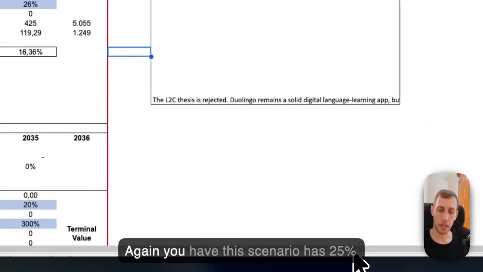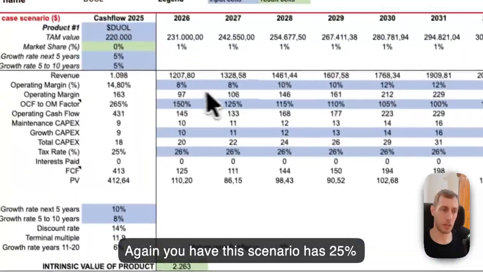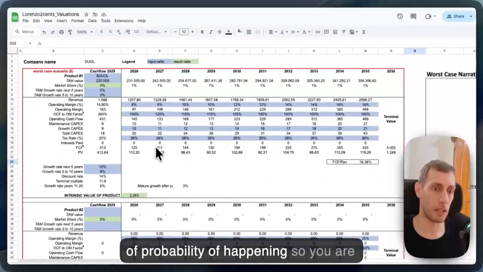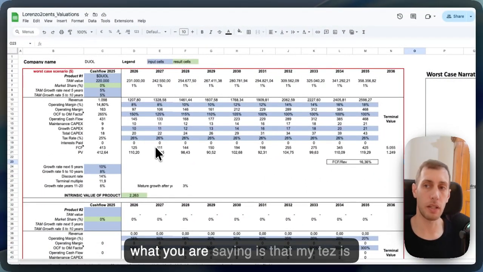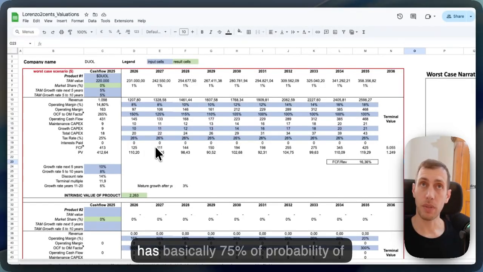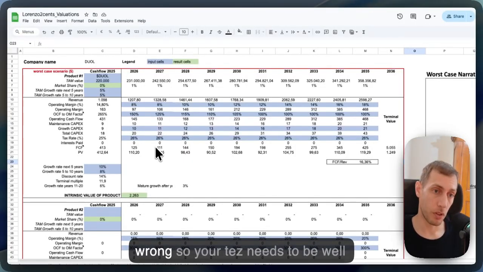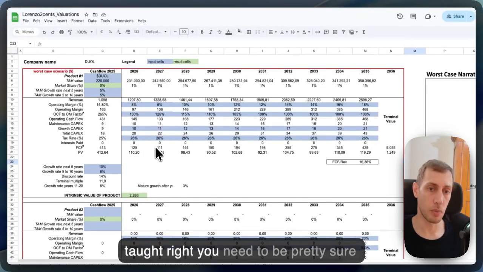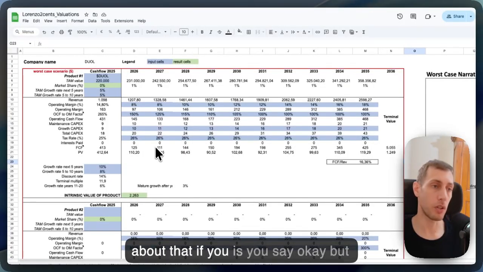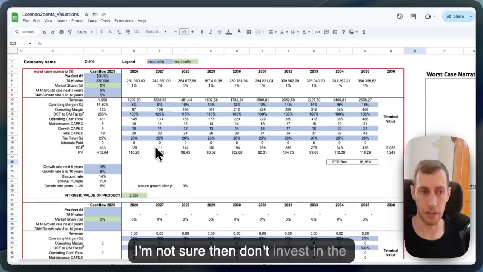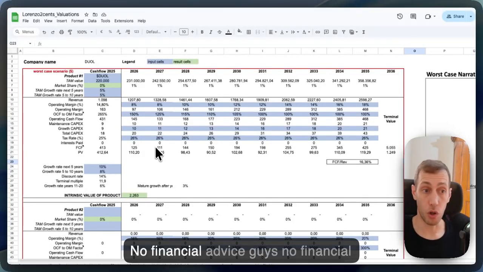And here, again, you have this scenario has 25% of probability of happening. So what you are saying is that my thesis has basically 75% of probability of happening, 75% I am right, 25% I am wrong. So your thesis needs to be well thought, right? You need to be pretty sure about that. If you say, okay, but I'm not sure, then don't invest in the company. No financial advice, guys. No financial advice.